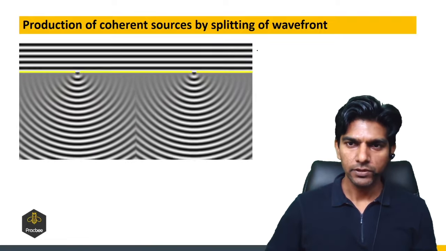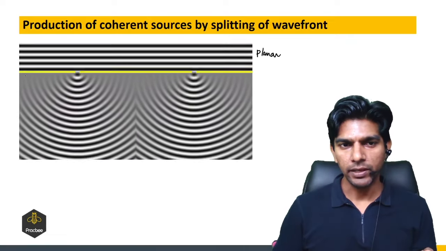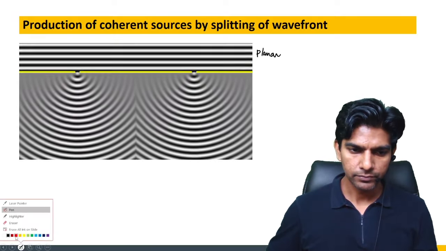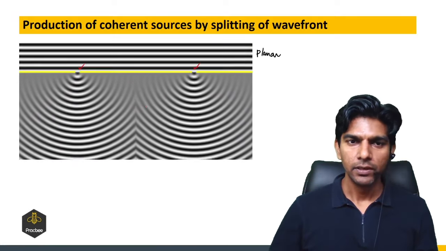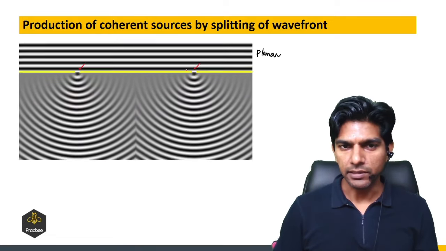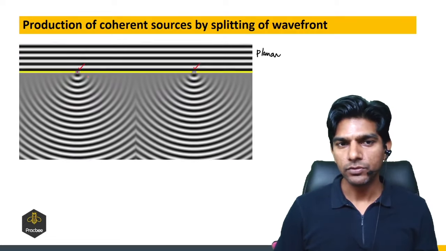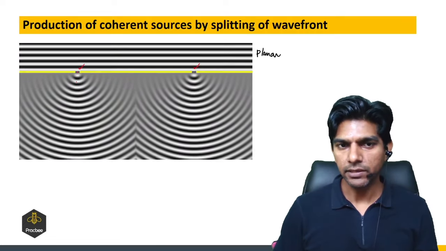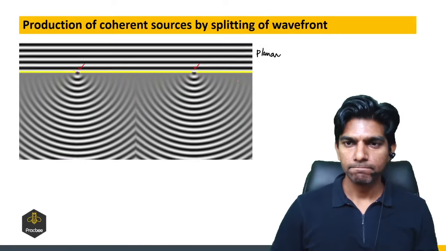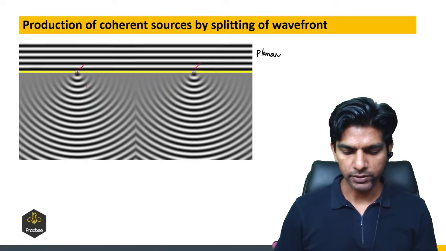So here we have a planar wavefront, and if we place a cardboard with two slits, now these are two slits, right? Now when these wavefronts hit these slits, then we have a source of secondary wavelets, and these secondary wavelets will be spherical in nature. So you can remember this. And we're going to use this concept to study Young's double slit experiment.